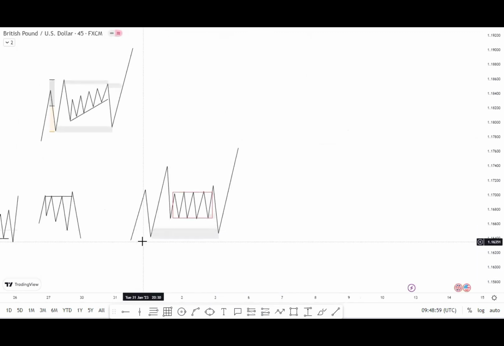So this was the previous range, then it came and broke this high. So what broke this high? Which low actually broke this high? We have this low that broke this high. So this low becomes our new range low, and this high becomes our new range high.